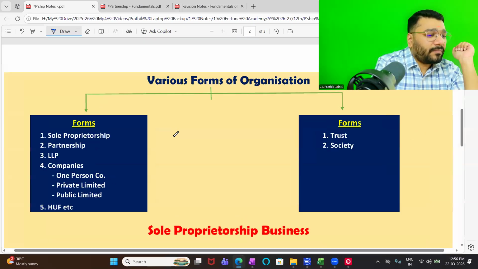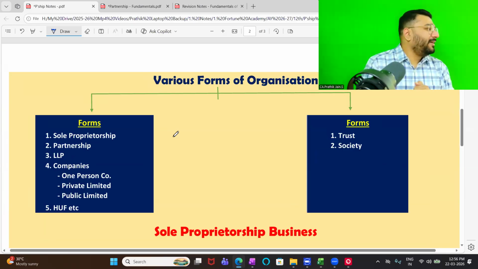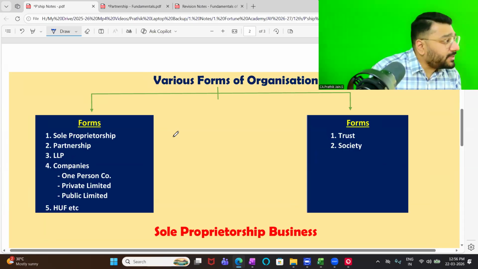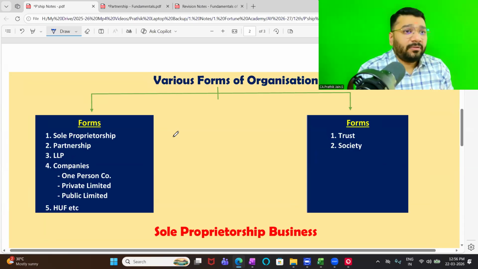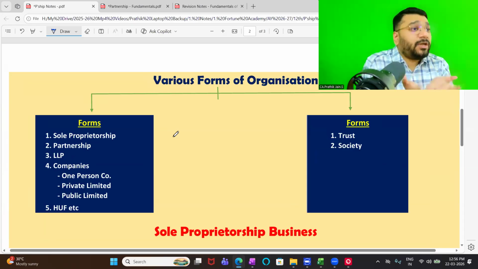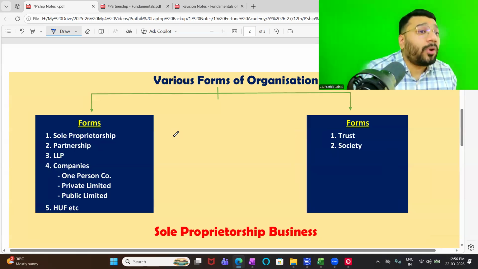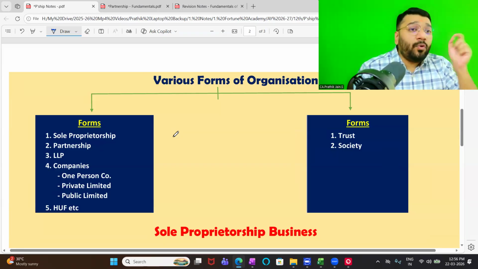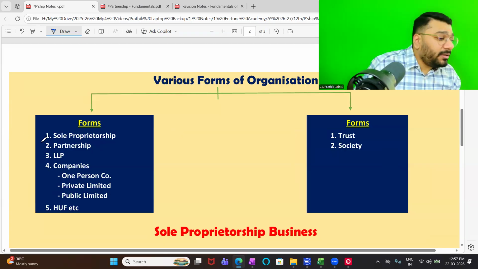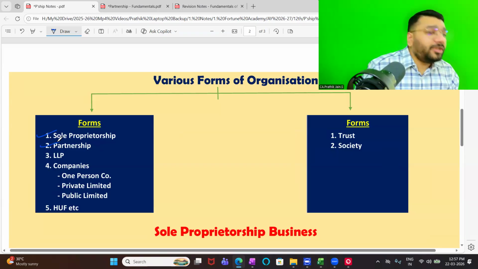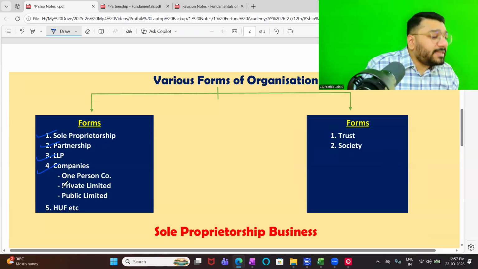Now tell me, people, if you want to do a business, anywhere in the world, not just in India, you need to have a form or a body in which you can operate a business. If you are doing a business with the motive of earning profit for yourself, you will be called a profit-making organization. The forms or bodies are: one, sole proprietorship concern; two, partnership concern; three, LLP, which is limited liability partnership concern; four, companies. In companies, you have 3 options: one person company, private company, public company.